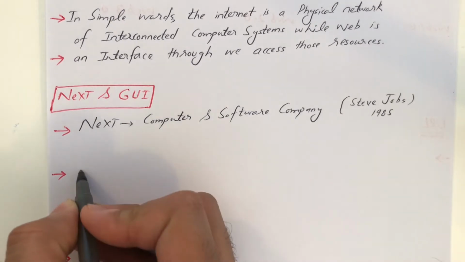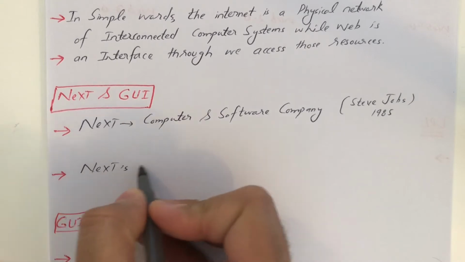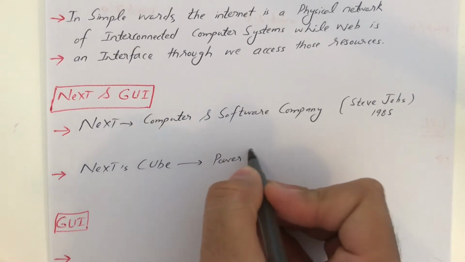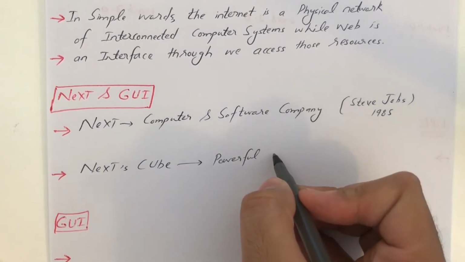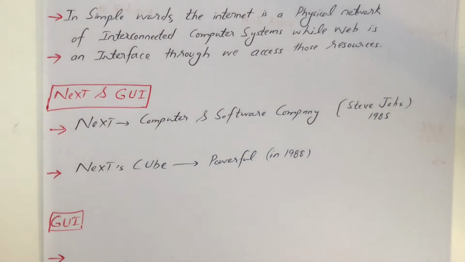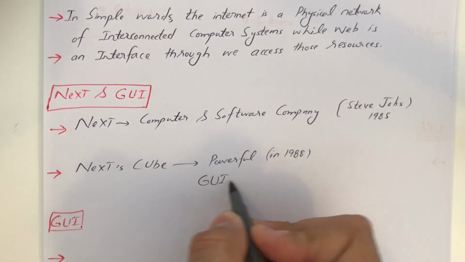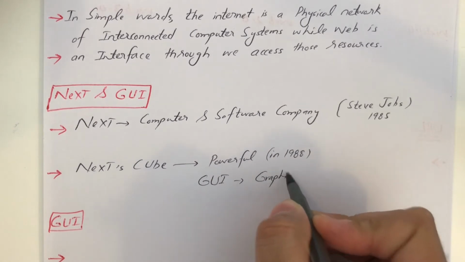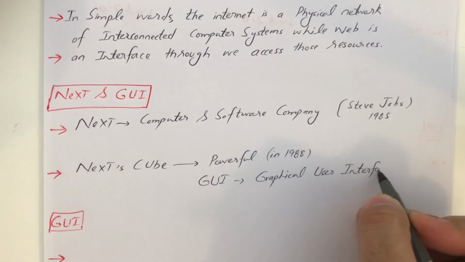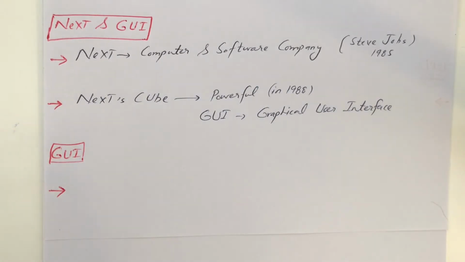NeXT launched their first computer, which is called NeXT Cube. NeXT Cube was the most powerful computer at that time, back in 1988, because it was introduced in 1988, and that was the first computer where they introduced the concept of GUI, graphical user interface. What is basically GUI? It is basically visualization. Like you can visualize your hard drive.